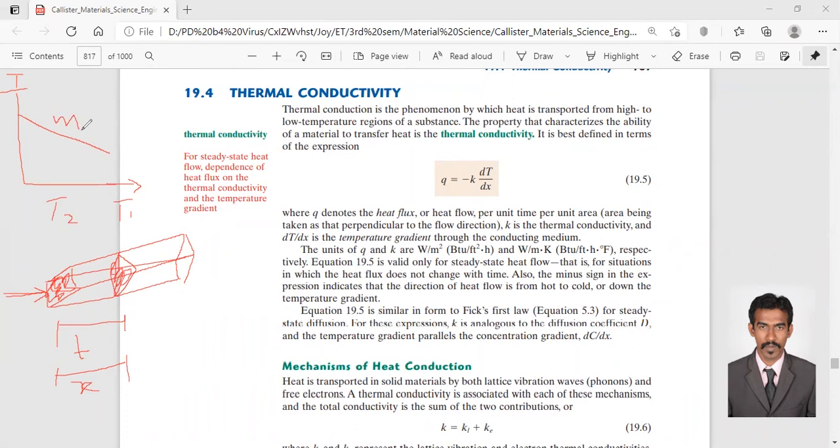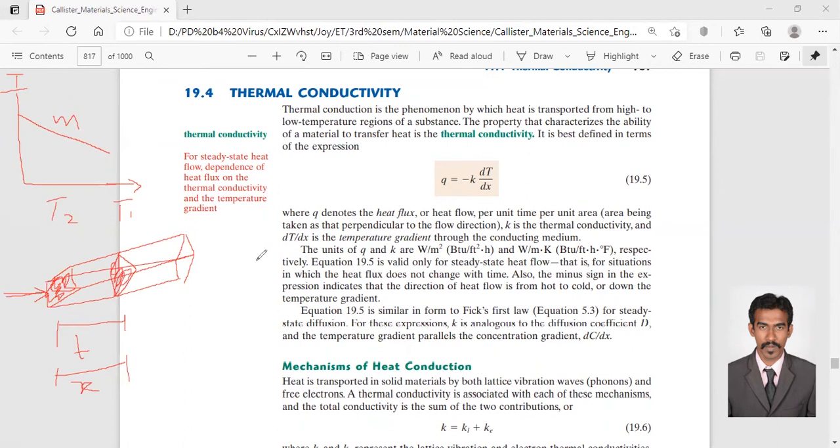That's why we have minus K over there. The units of Q and K are watt per meter square. Q is the heat flux, that is watt per meter square, and K, that is conductivity, is watt per meter Kelvin, right? So these are the units respectively.